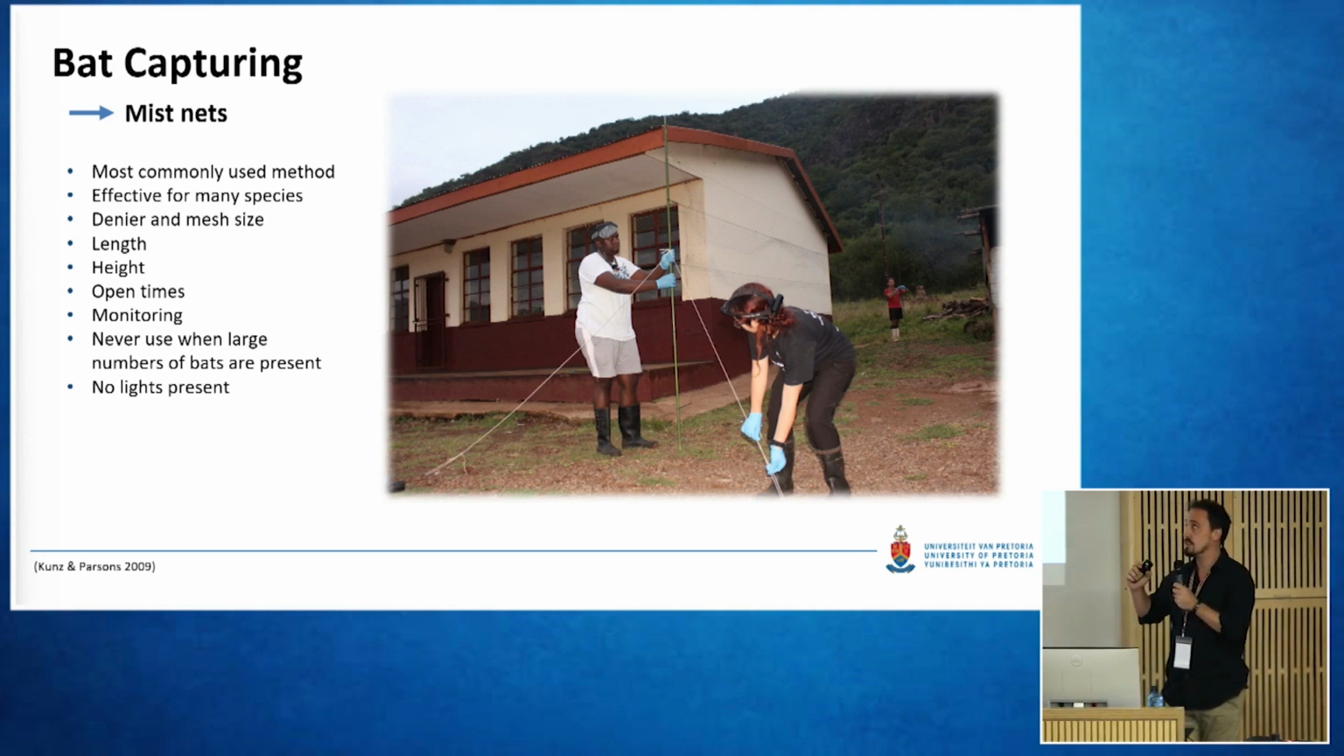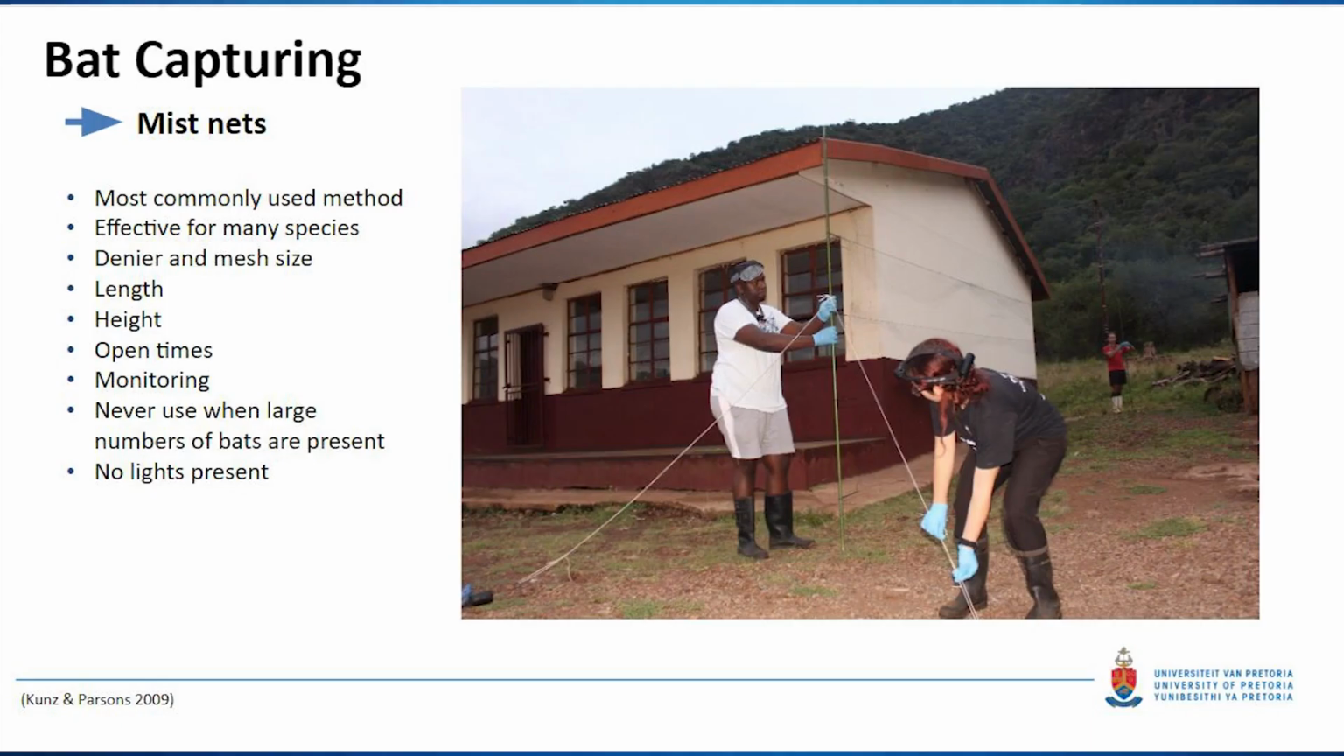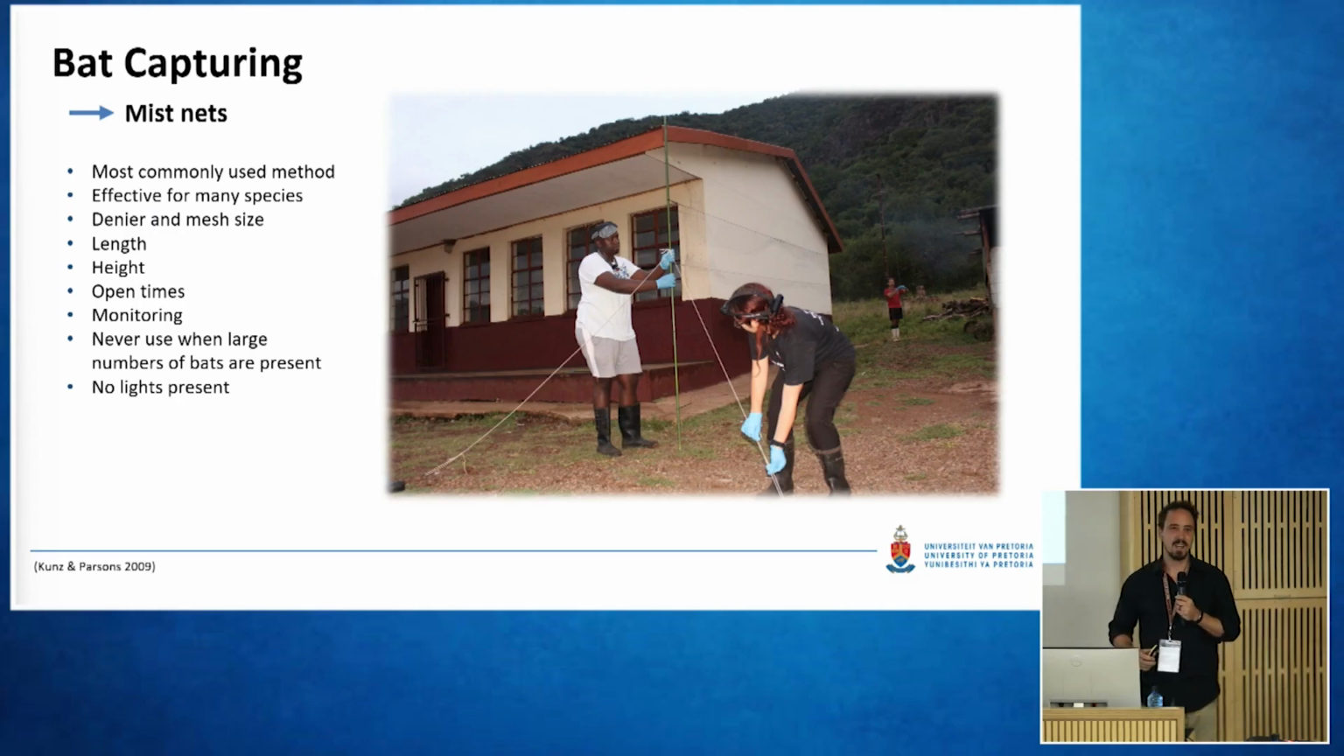Now, mist netting is effective on a wide variety of species, and it's one of the reasons why it's so common. It's also very simple. It's very easy to put up mist nets. And later on tonight, we're actually going to go out and pop up some mist nets and hopefully catch some bats. We did test this out last week, and we did capture a few bats, so hopefully tonight goes well.